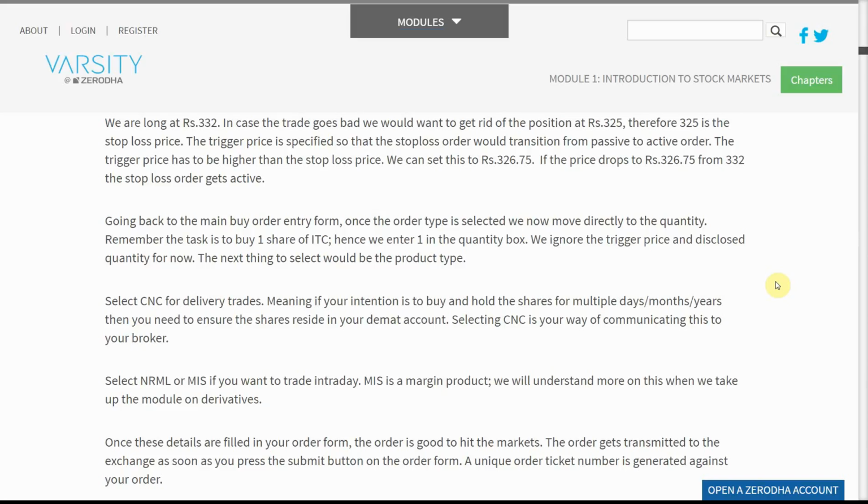Once these details are filled in your order form, the order is good to hit the markets. The order gets transmitted to the exchange as soon as you press the submit button on the order form. A unique order ticket number is generated against your order.